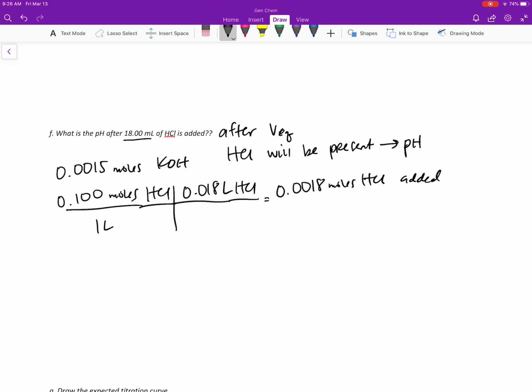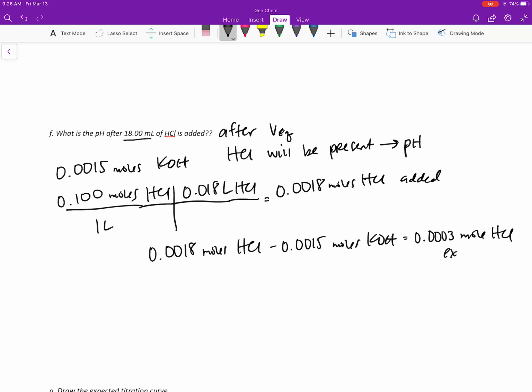But I only had 0.015 moles of KOH available. So I'm going to take the difference between the two. And if you subtracted them opposite and got a negative number, you just cannot have negative numbers. It's just the absolute value. And this leaves me with 0.0003 moles of HCl excess.